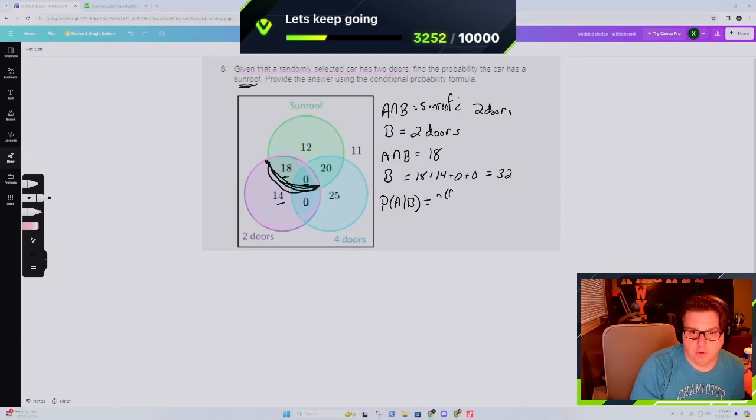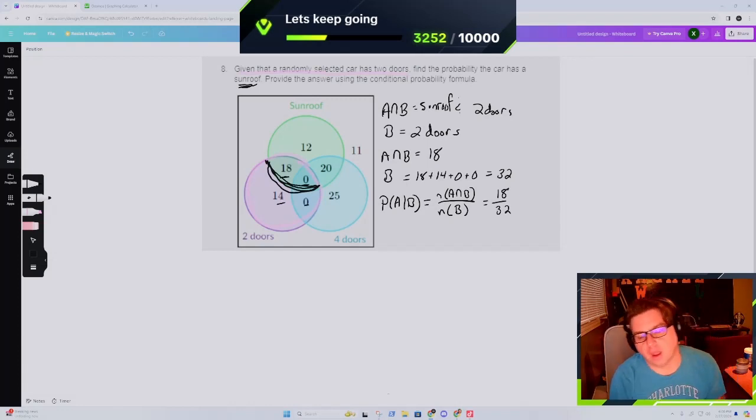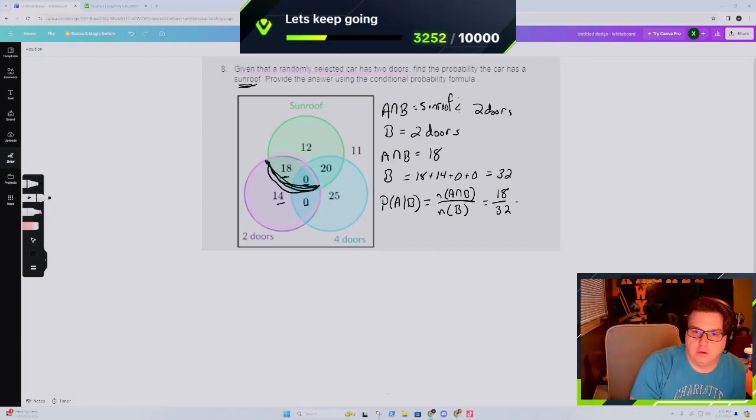So now when we do the probability of A given B, we're going to look for the number of A's and B's over just the number of B's. When we do that, we're going to put 18 over 32. 3 comes to mind. Let's just take a small number. 3 times 6 is 18. And then 3 doesn't work. Okay. Because 3 doesn't go into 32.